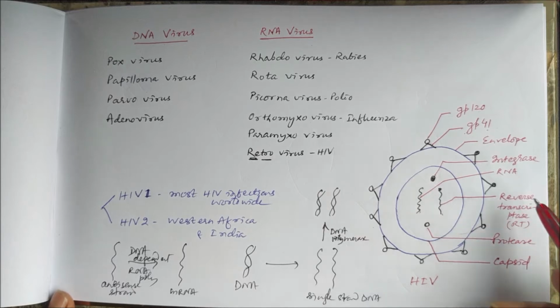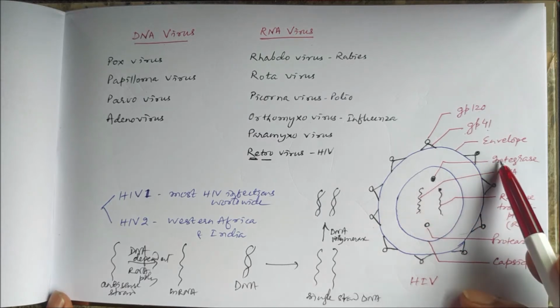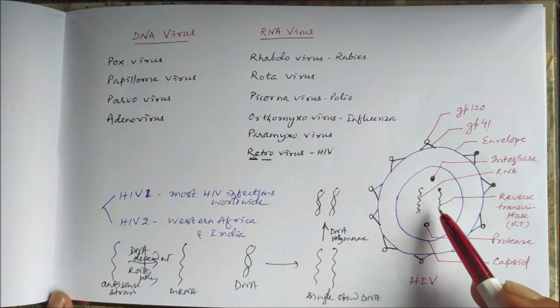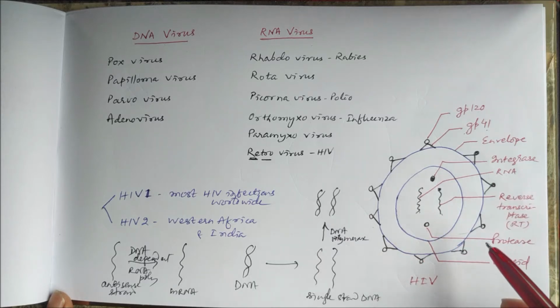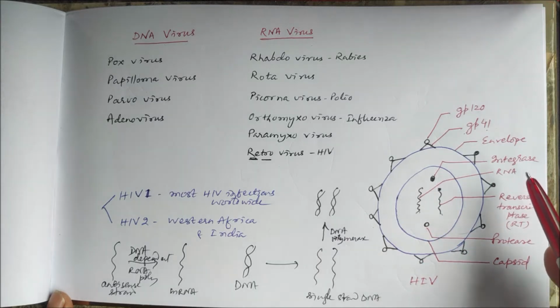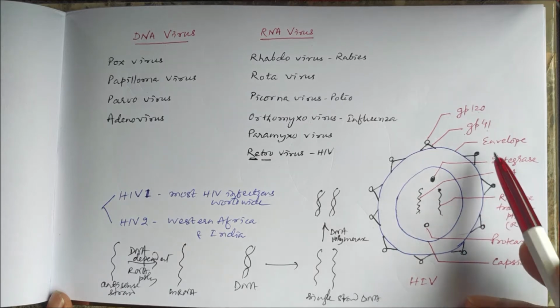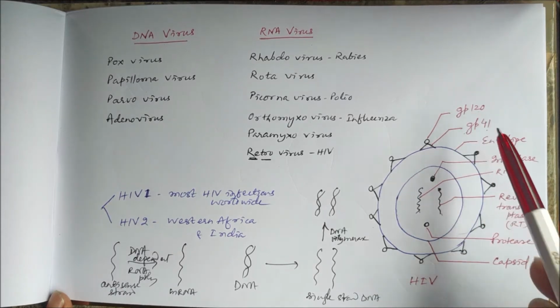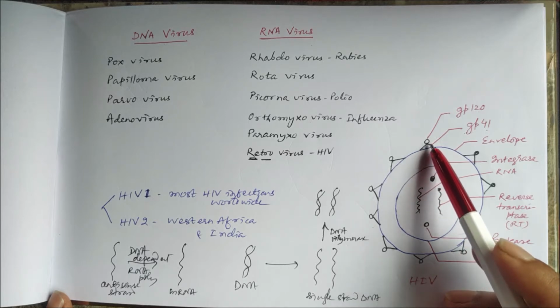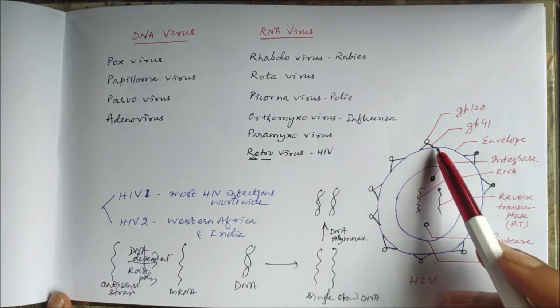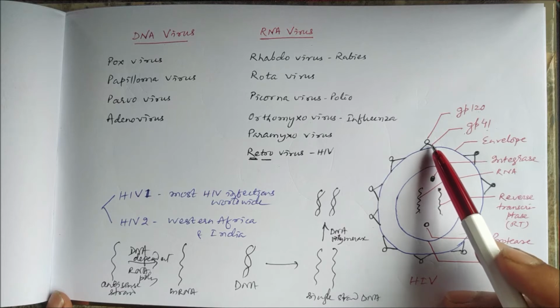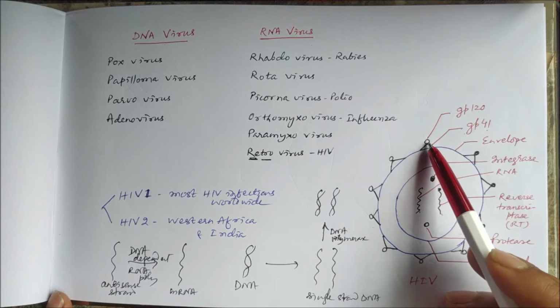So in addition to RNA, HIV has the reverse transcriptase enzyme, HIV has the integrase enzyme, which helps in integration of its DNA with host cell DNA, and it has also another enzyme, protease. The glycoproteins on the envelope are glycoprotein 41 and glycoprotein 120. GP41 is connected to the envelope. To GP41 there is GP120.